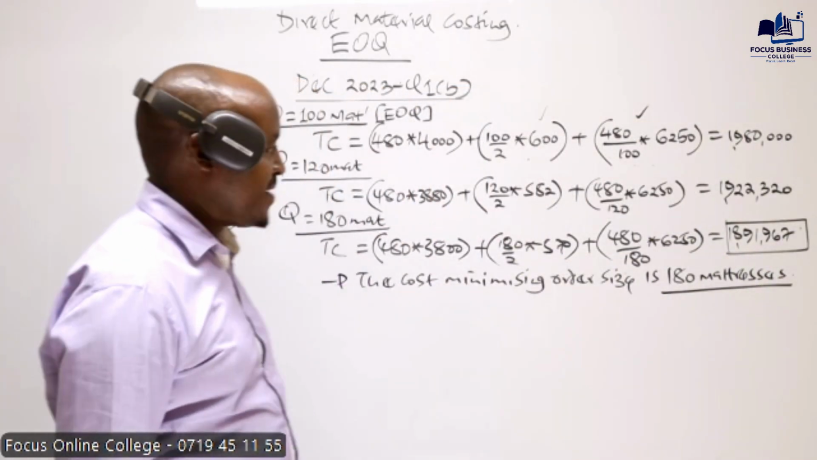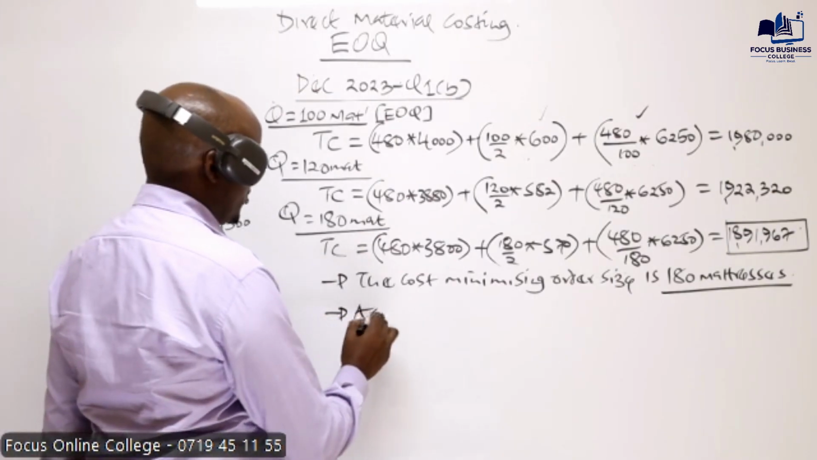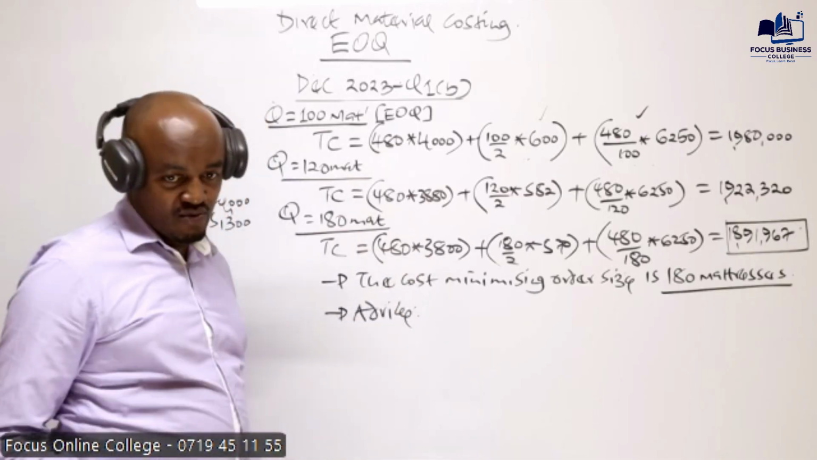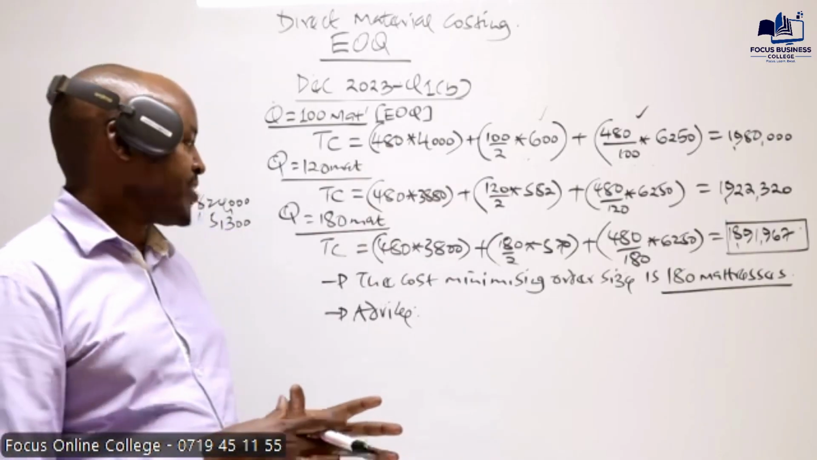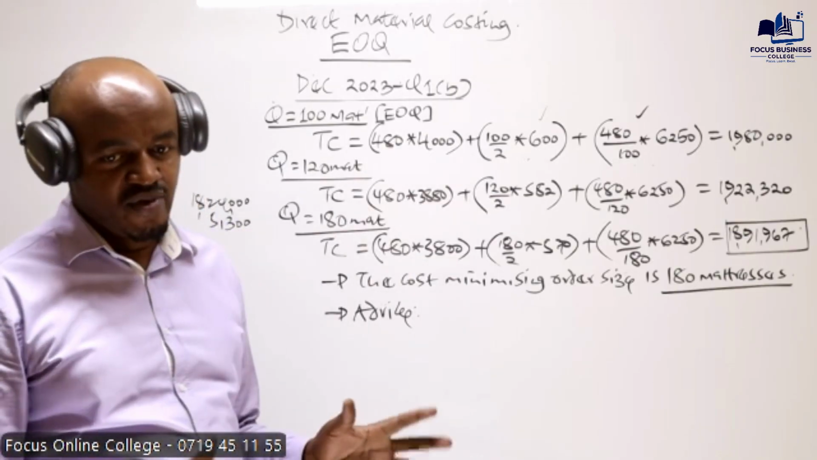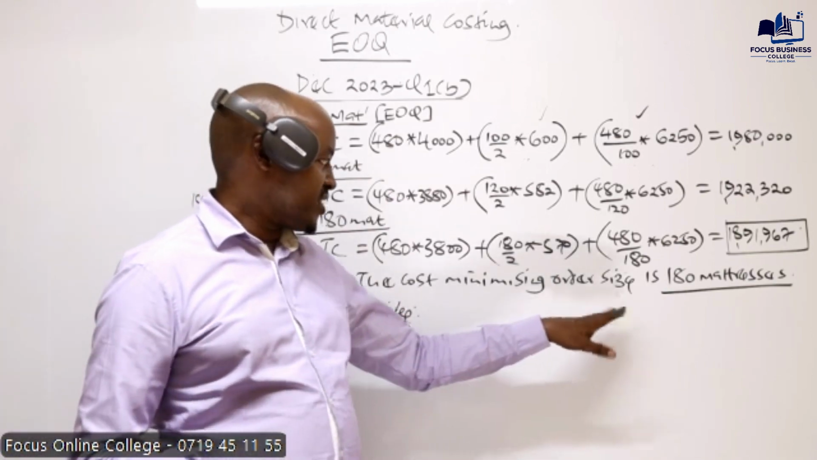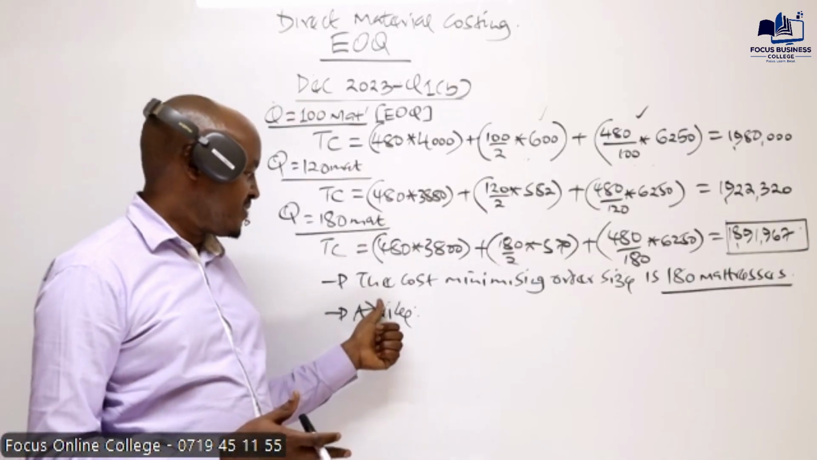In this case, you may also be required to, for example, give advice to this company. But this was not a requirement of the question. We were just required to ascertain the cost minimizing order size. We have been able to do that, and basically have said that the cost minimizing order size is 180. But in this case, you may be required to give advice to the management of this company.